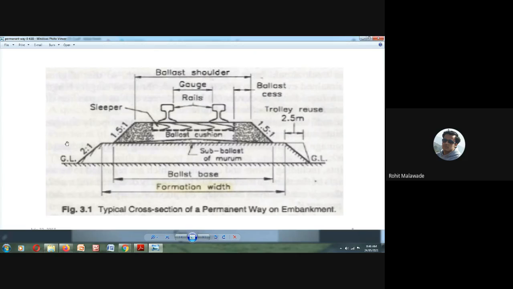So formation level will be dependent upon the number of tracks which is going to be received, and it is also dependent upon the gauge of the track. Broad gauge it will be more, meter gauge quite less. Then again for narrow gauge the formation width will be a bit less.